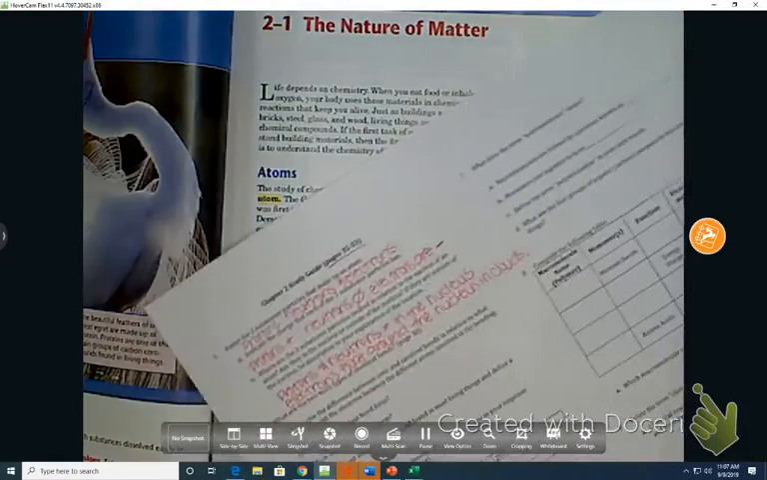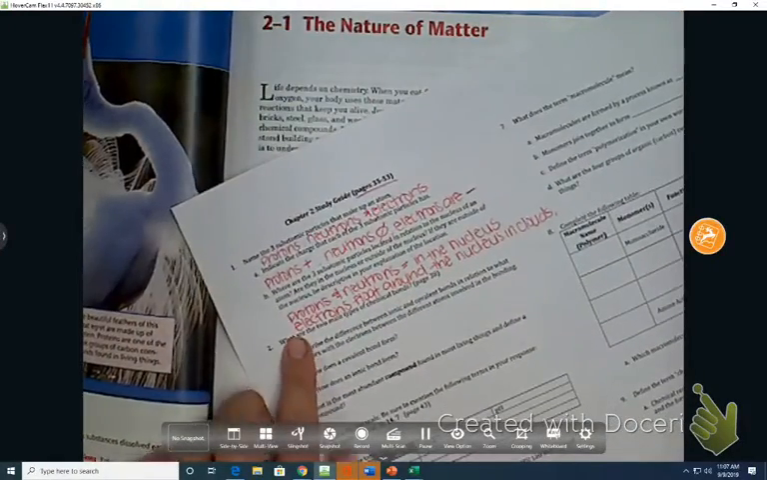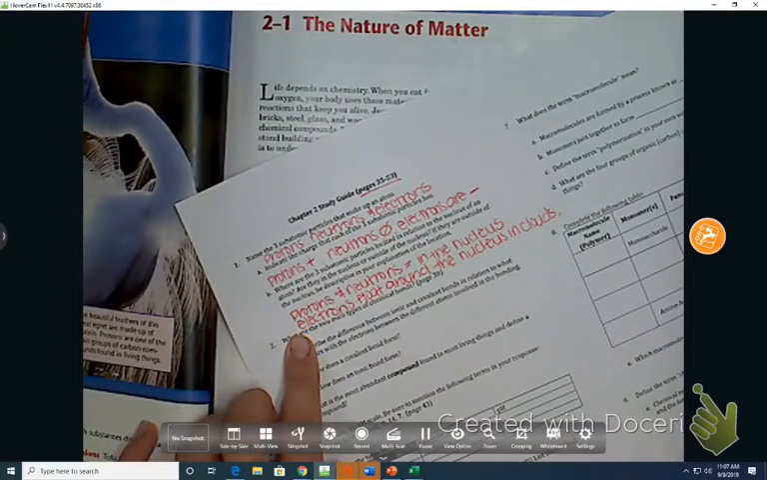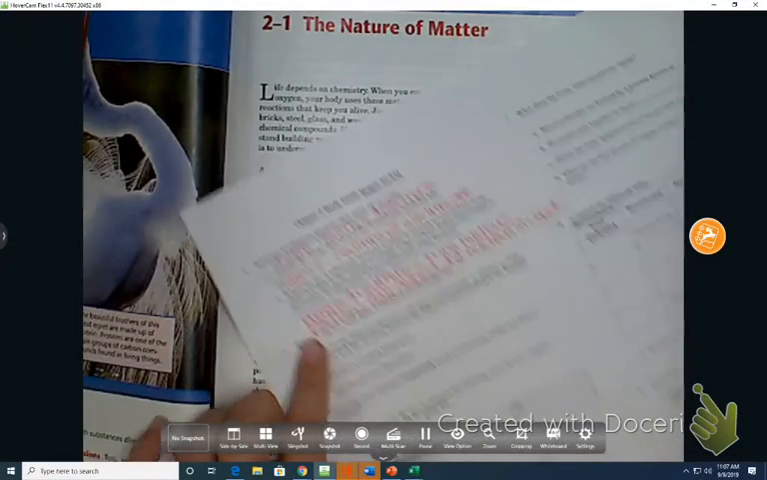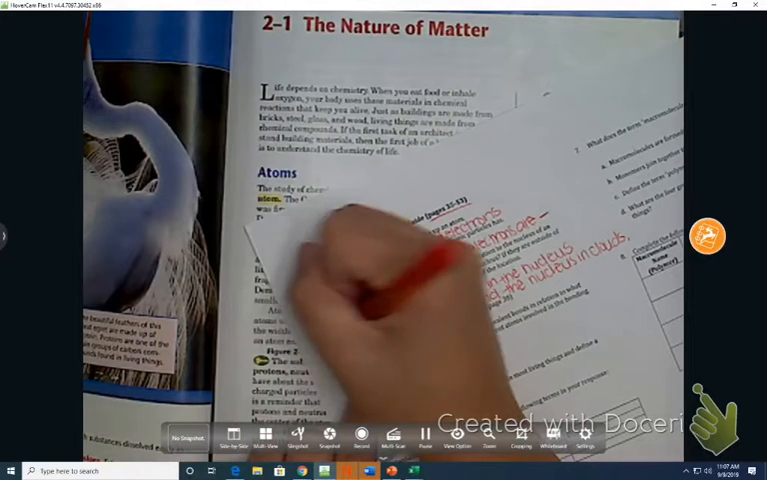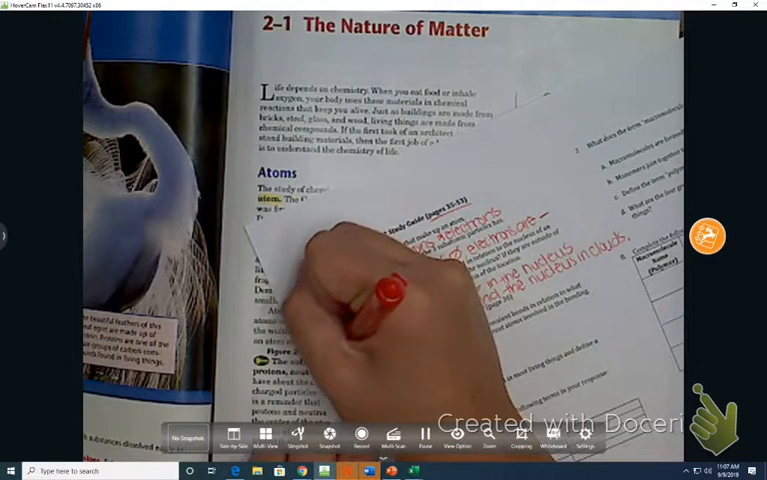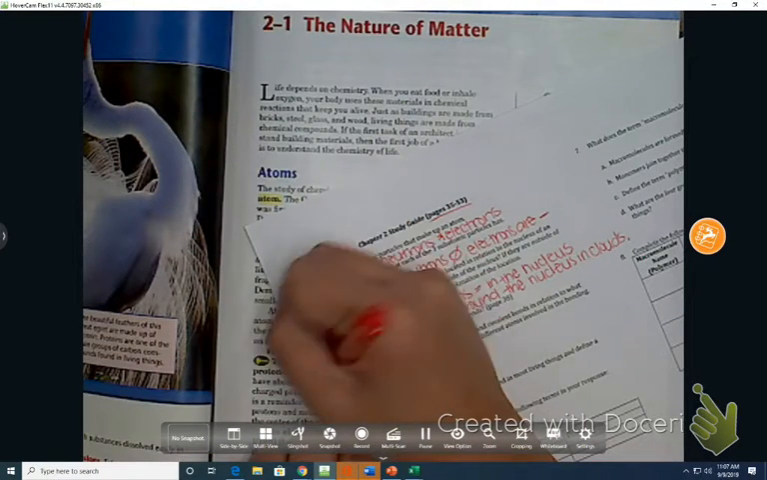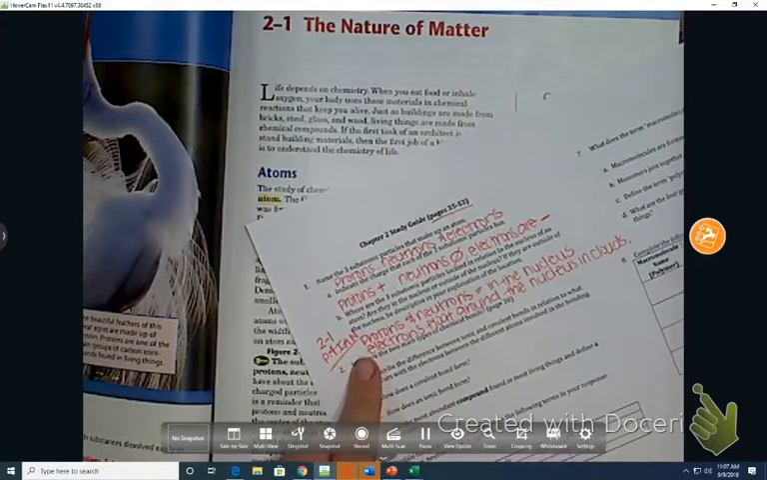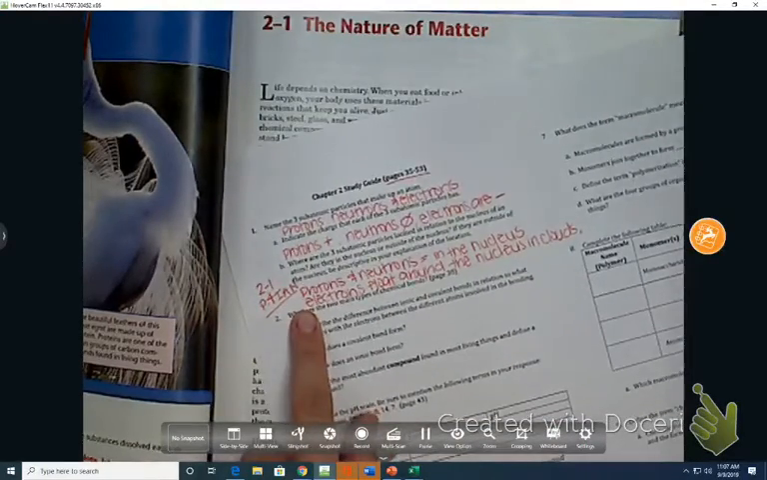Okay, now if you hadn't read the book yet, the 2-1 reading guide assignment on page 4 of your Ian also covered this information. So if you need to review it, that's an excellent resource for you.